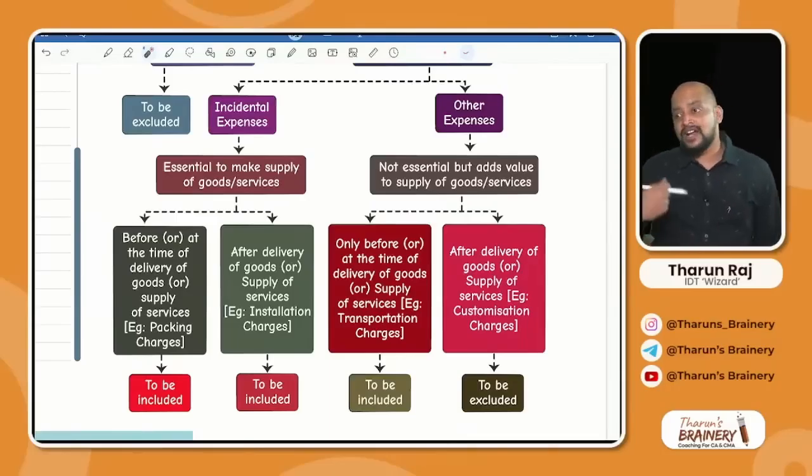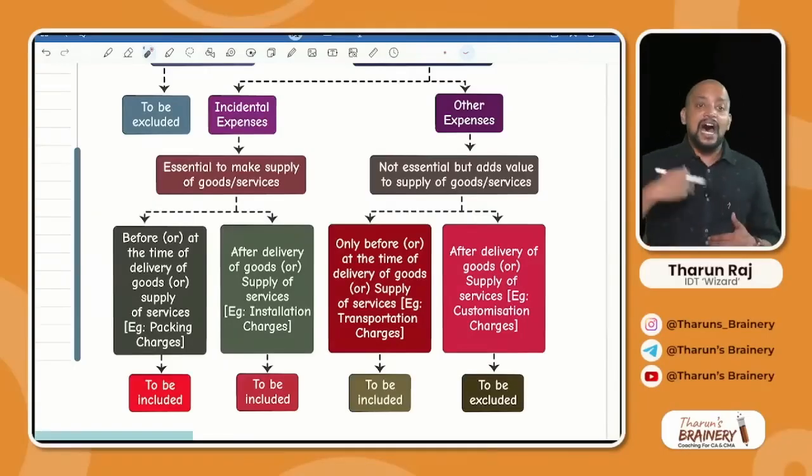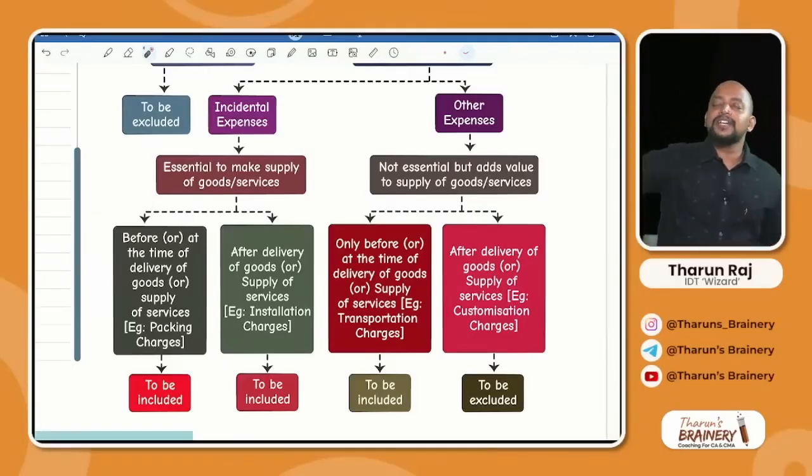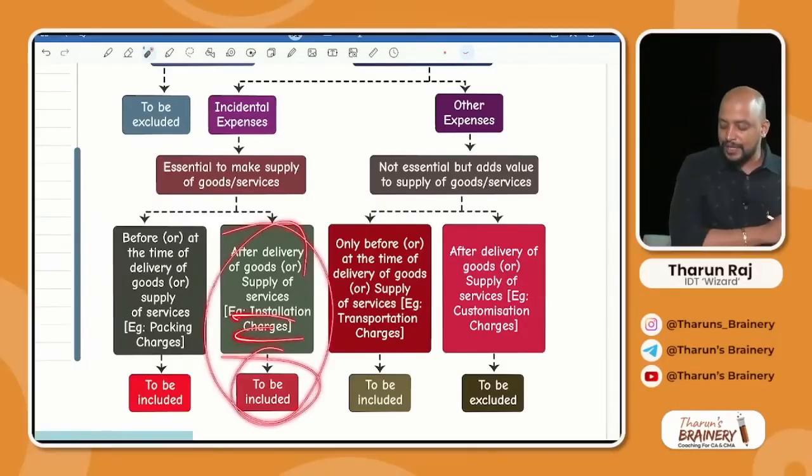Is it incidental or not? Yes. Without installation, AC will not work. So it is incidental. But even when it is done after delivery, it should be included in the value. That is, after delivery, installation charges are to be included in value.